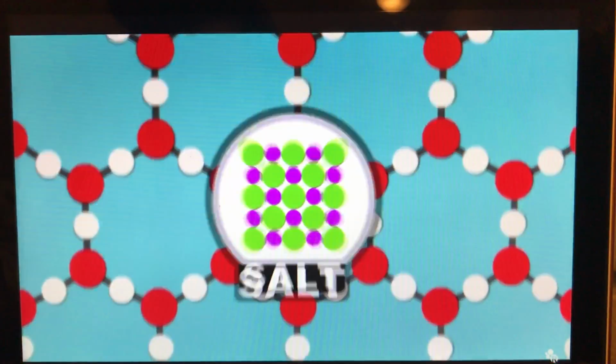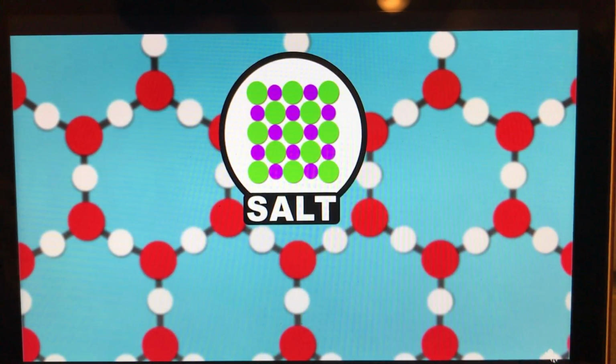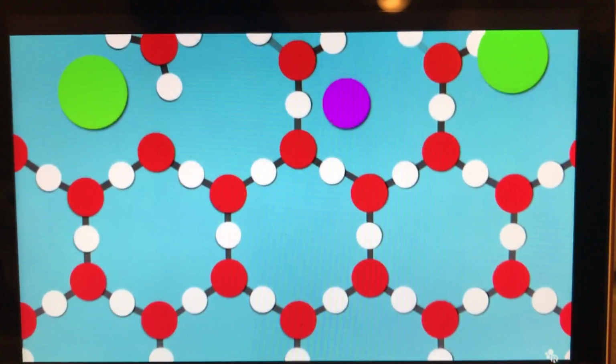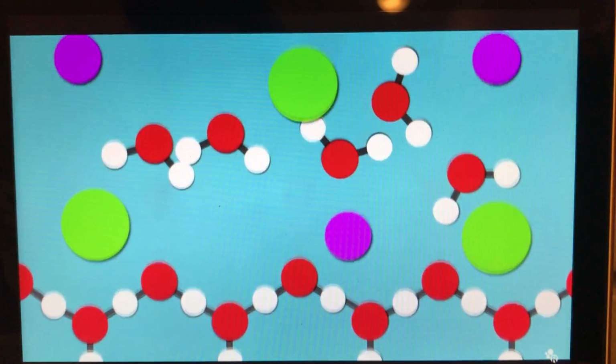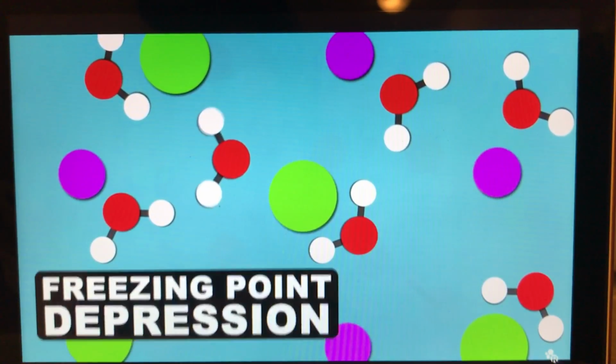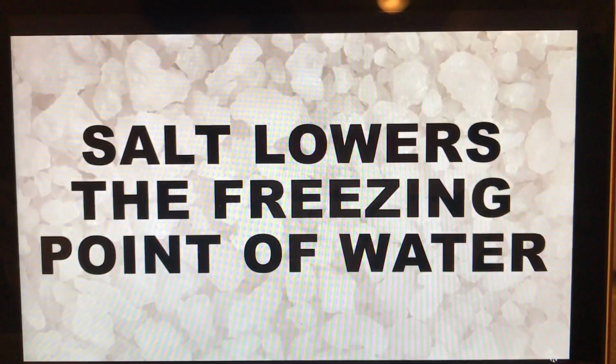Salt disrupts this process, and upon hitting water, salt breaks up into 2 ions, 1 sodium and 1 chloride. These 2 ions move around and take up space in between water molecules, pushing them apart and frustrating their potential links to form ice. This disruption is called freezing point depression. Basically, salt lowers the freezing point of water, but there is a limit.